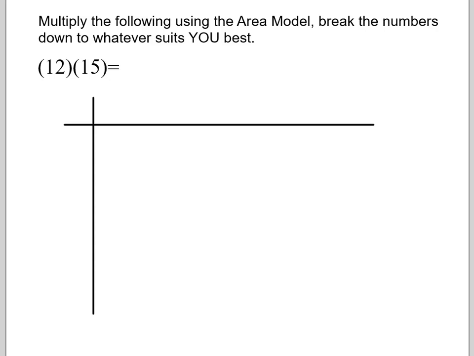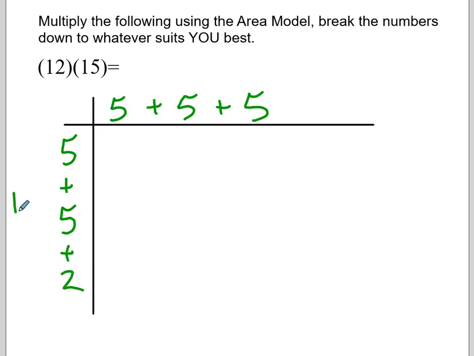Okay, welcome back. So you might do something like this. 5 plus 5 plus 5, if your multiplication facts are really good with 5, then you can take advantage of that. 5 plus 5 plus 2, that would be the 12 on the left side. And this is the 15 up here.